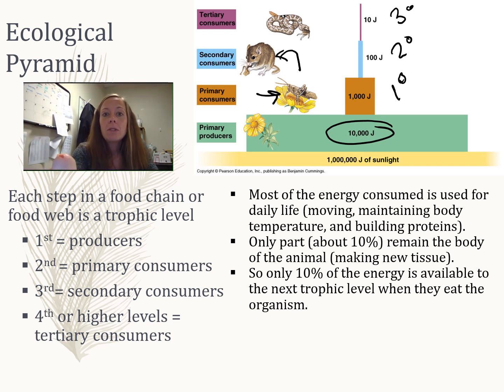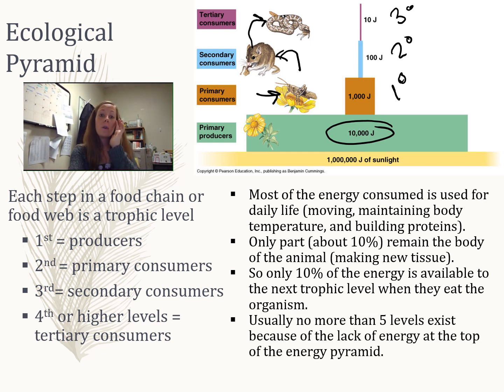And then the mouse uses all of that energy to live and to run around and to maintain his body temperature. And 10% of the mouse's energy is put into his tissues. And that 10% gets passed up to the snake. So each time we go up, we're losing some energy. So we can have no more than 5 levels exist because we're going to run out of energy in our pyramid.